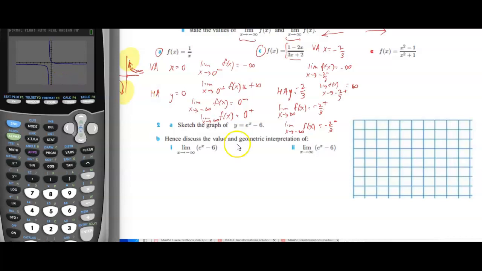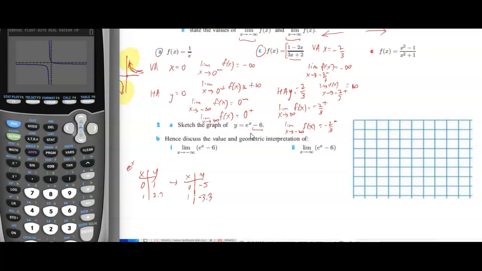Sketch the graph of y equals e to the x minus 6. Okay, so let's do that. Remember that e to the x we can graph in the following way. Just e to the x with no minus 6 would be (0, 1) and (1, 2.7), right? And then if I was going to translate it down by 6, then it would become 1 minus 6 is negative 5, and 2.7 minus 6 would be negative 3.3. Okay, so let's graph that.